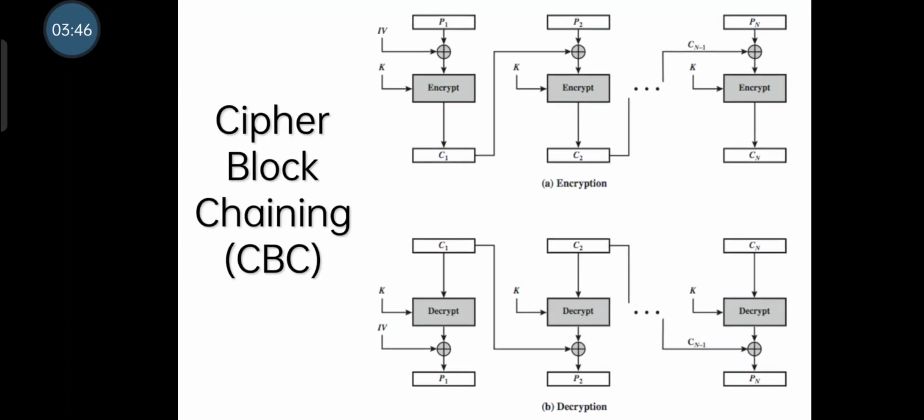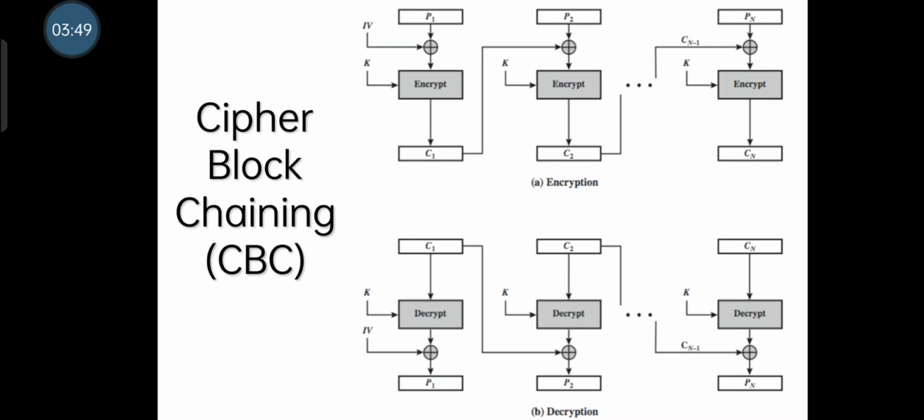You can see this is the diagram. I have given the IV as the input and XOR it with the plain text. The IV and the plain text are XORed, and then it is encrypted with the key, and the output is given to the next phase. So this is the cipher block chaining mode. Likewise, the reverse process is done for the decryption process.